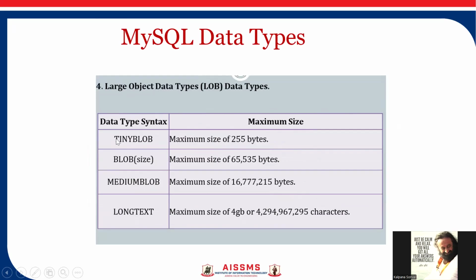Large object data types: tiny blob, maximum size of 255 bytes. Blob, maximum size is 65,535. Medium blob and long text go up to 4 GB of characters.